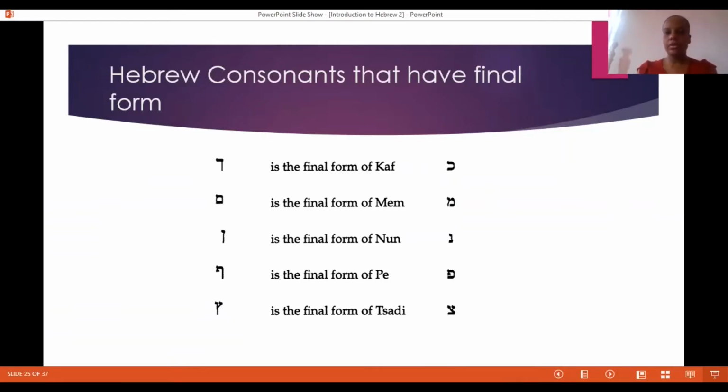All right, so on my screen, you're seeing 5 consonants to my right, 5 consonants to my left. These are the 5 consonants that would take final forms. They are kaf, which is K, mem, which is M, nun, N, pe, which is P, and sade, which is TS. So on my right, that is the regular form that they would have at the beginning or in the middle of a word. And to my left, that is the form that they would take if they're found at the end of the word.